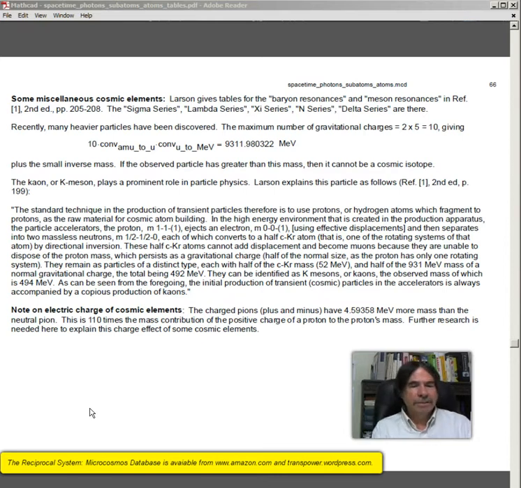Some miscellaneous cosmic elements. Larson gives tables for the baryon resonances and meson resonances in reference 1, second edition, pages 205-208. The sigma series, lambda series, Xi series, N series, and delta series are there.